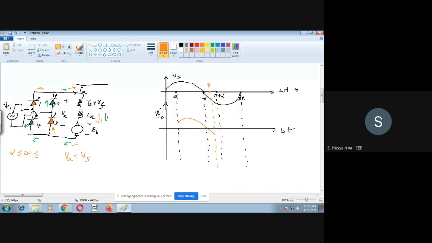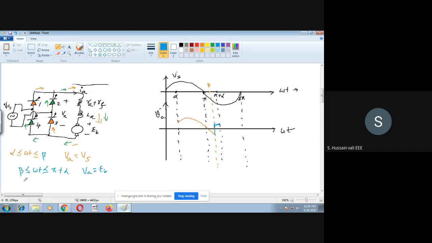When the energy is over, 1 and 3 will stop conducting, then Ia will become 0. When Ia becomes 0, the Va value is equal to Eb, just like how we have seen in the last class also. So it will go like this. This is Eb. Now for beta less than or equal to omega t less than or equal to pi plus alpha, Va is equal to Eb.